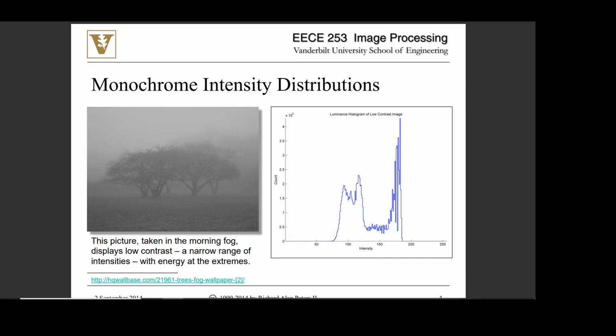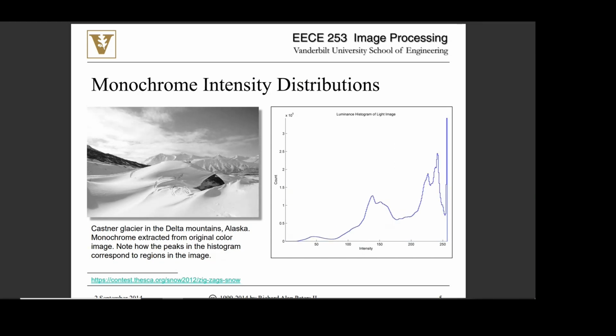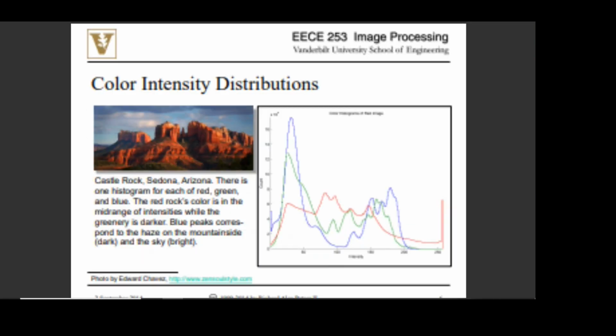Yeah, that's right. So this is the darkest part of the image. The darkest part of the image is the ground and the tree. Okay, and the remaining, the sky, would be the white area there, the second peak. Okay, you can do the same with snow, and now everything is more to the bright.